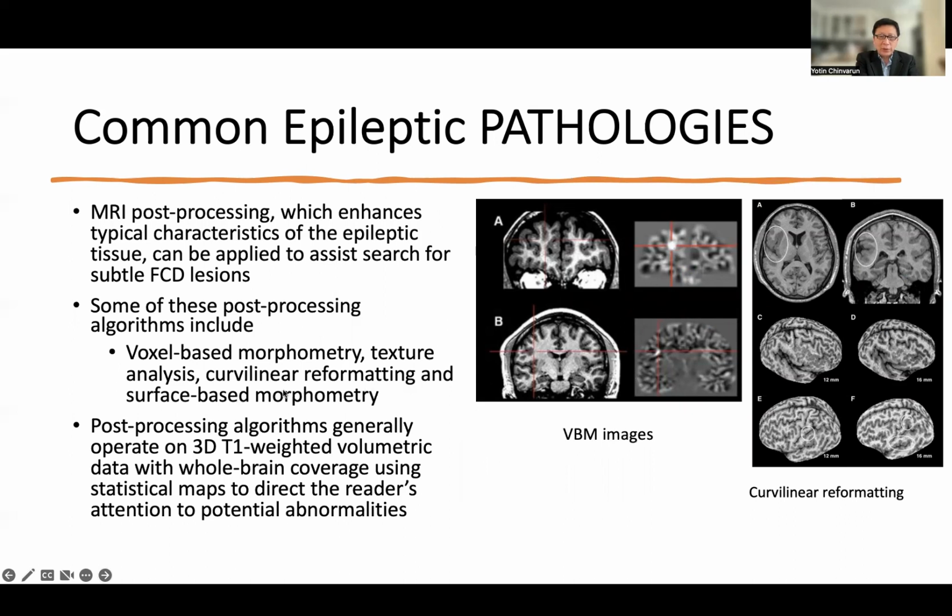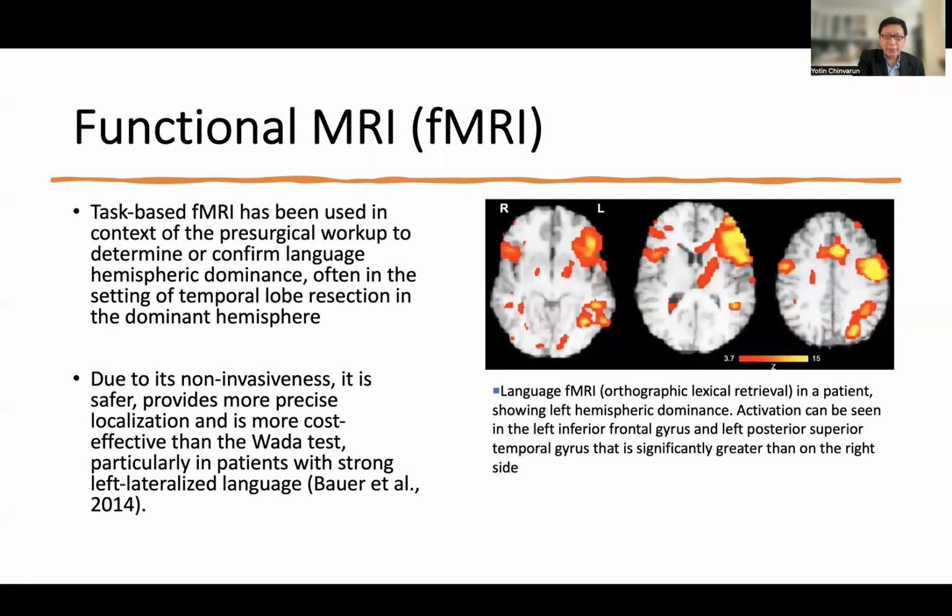Or even with curvilinear reformatting of the cortex, you can look at the surface and see the lesion more clearly. For example, like this in the insular cortex, when you do curvilinear reformatting, you might see the abnormal gyrus clearly. So post-processing algorithms generally operate on 3D T1-weighted volumetric data with whole-brain correlation, using a statistical map to direct the reader's attention to potential abnormality. I'll go to the next with the fMRI scan.